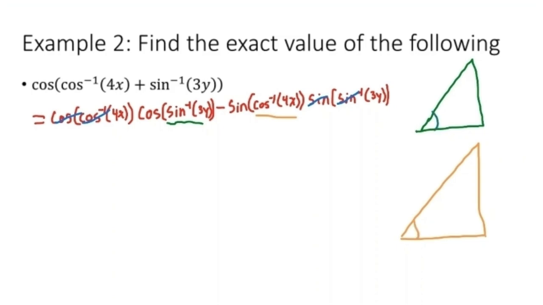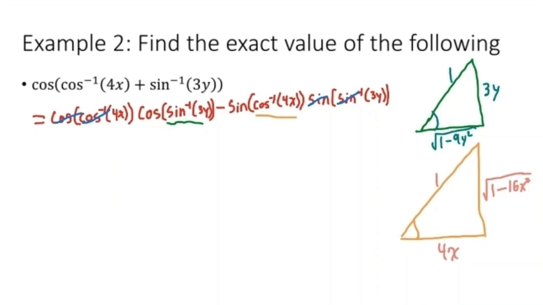We'll put the angles in the bottom left like usual. Sine is opposite over hypotenuse. Since our input to sine inverse is 3y, we'll make the opposite 3y, the hypotenuse 1. We'll use Pythagorean theorem to find the adjacent side in the green triangle, and we get the square root of 1 minus 9y squared. For the orange triangle, cosine is adjacent over hypotenuse. Since 4x is the input of cosine inverse, we'll make the adjacent side 4x, the hypotenuse 1. Then through Pythagorean theorem, we get that our opposite side is the square root of 1 minus 16x squared.